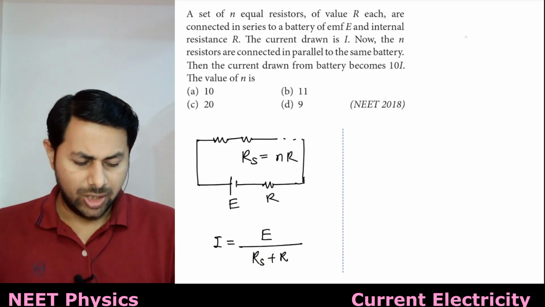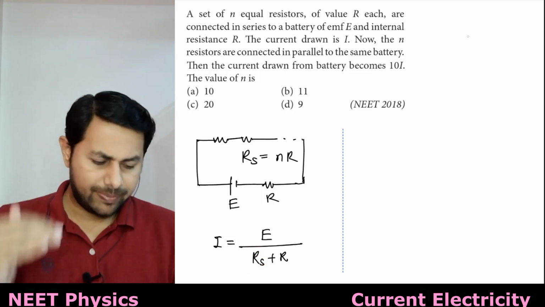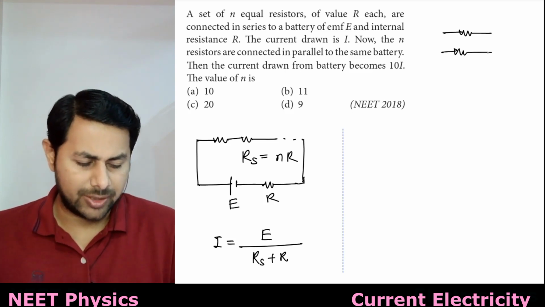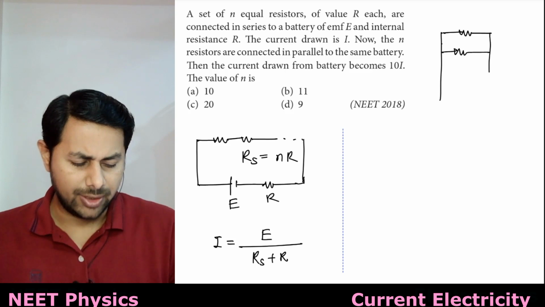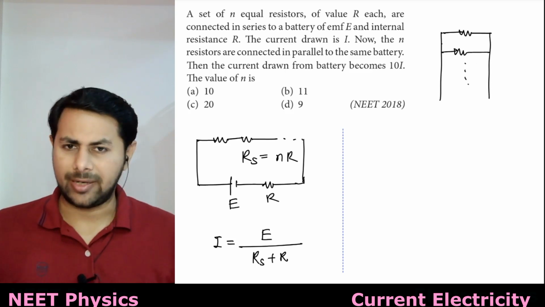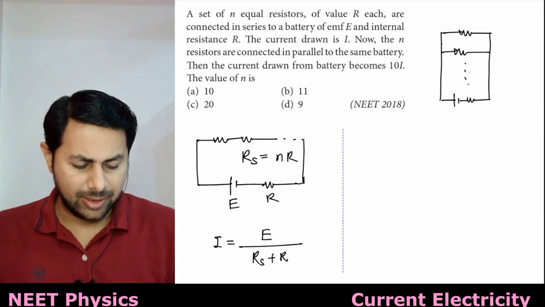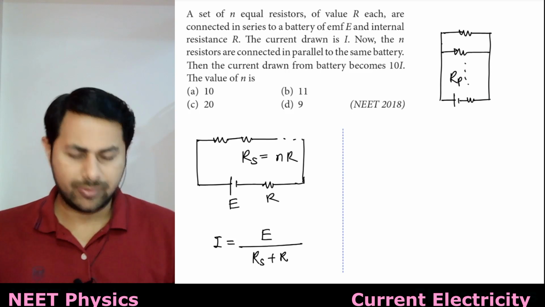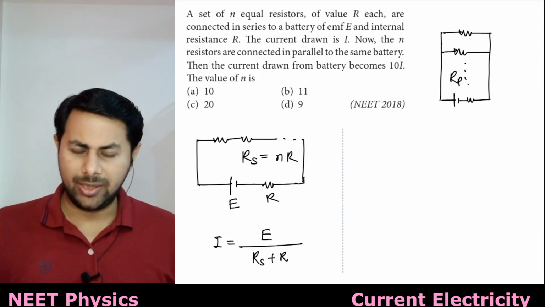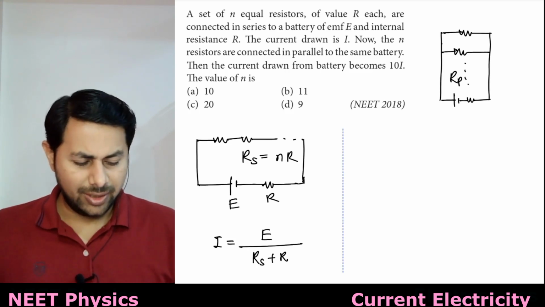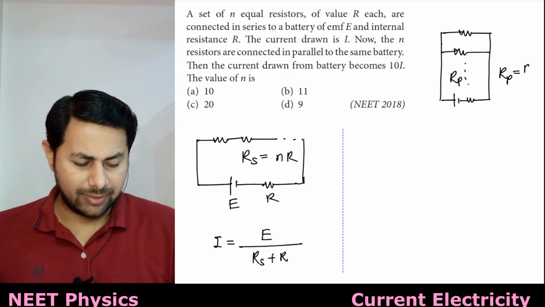Second case is you connect these resistors in parallel. So 1, 2, 3, and so on up to n resistors in parallel, and then you have this battery. This parallel combination will have resistance equal to Rp, and what's Rp? Rp is equal to R divided by n, right? N resistors in parallel, then Rp is equal to R divided by n.